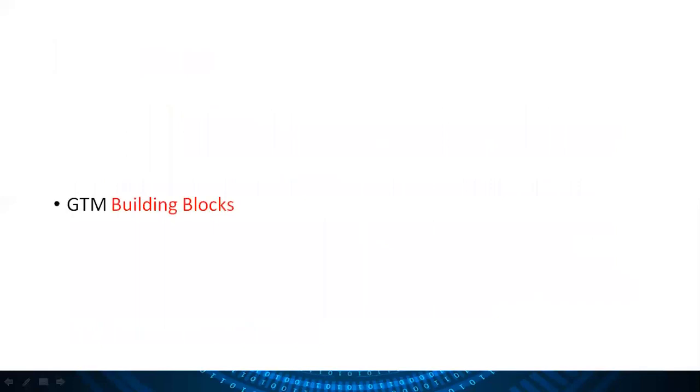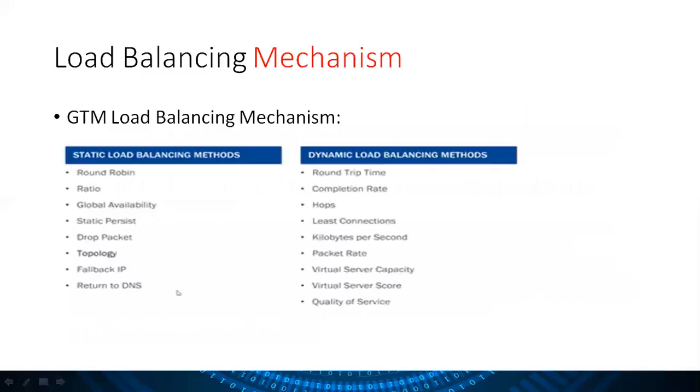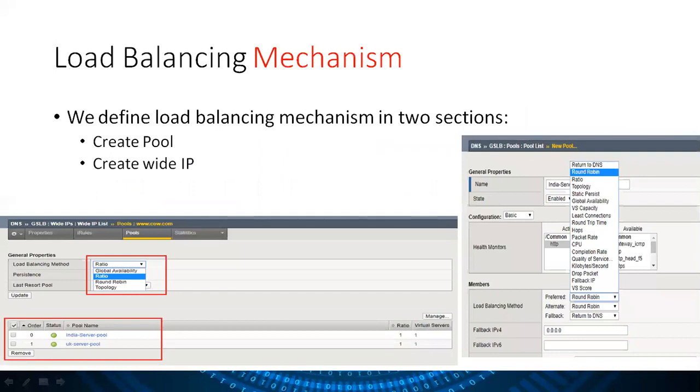So let's first start with GTM. GTM basically provides lots of load balancing mechanisms, as we can see on this slide. If we log in on the F5 GTM, connecting to my GTM in my lab, I will show you how these are configured. As we can see over here, there are lots of load balancing mechanisms: global availability, ratio, round robin, and topology at the wide IP level. And at the pool level, we can see lots of load balancing mechanisms.